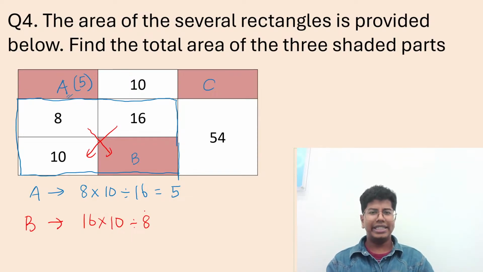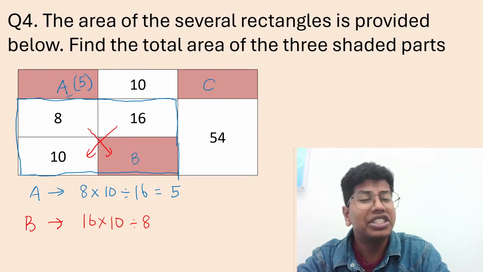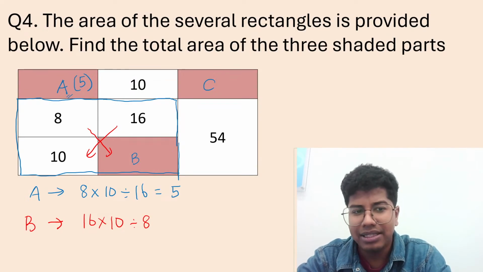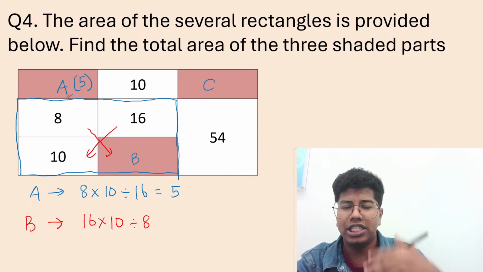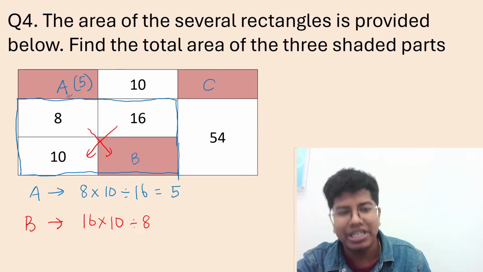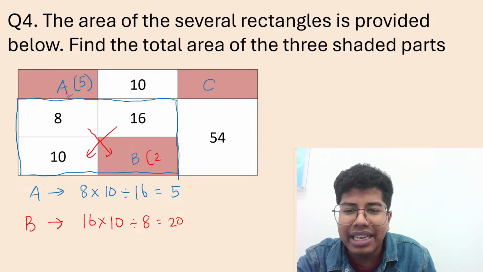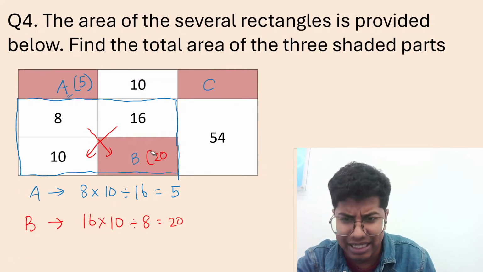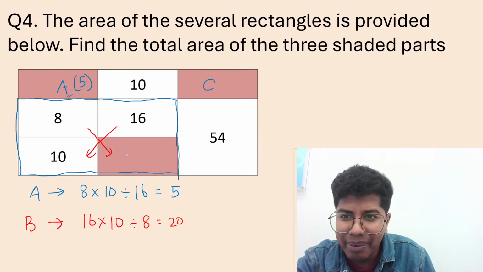So my question is, 16 times 10 divided by 8. 16 times 10 is 160. When 160 is divided by 8, what is the answer? You can directly divide 16 by 8 first. 16 divided by 8 is 2, and 2 times 10 is nothing but 20. So the area of B is nothing but 20, and you can mark it as soon as you get the answer. So the value of B here is 20.